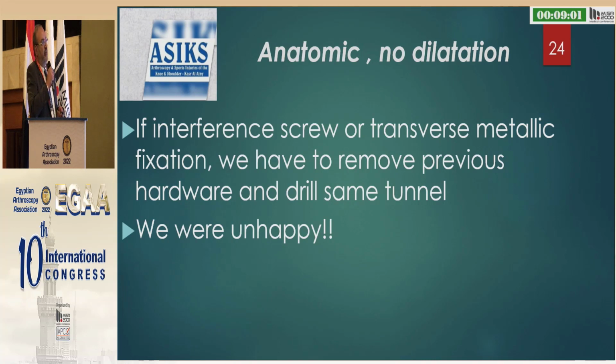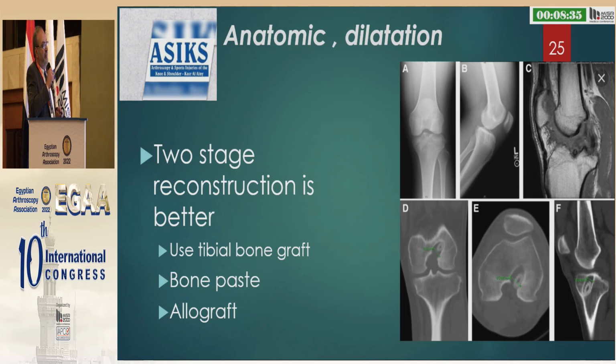In anatomic with no dilatation, we are unhappy because we have to remove or interfere with the previous surgery. In most cases we have to remove the interference screw to drill at the same tunnel, and we have to choose another method of fixation. We prefer to do an endo button or suspensory fixation. In anatomic with dilatation, we go to two-stage reconstruction. We found it better than single stage.